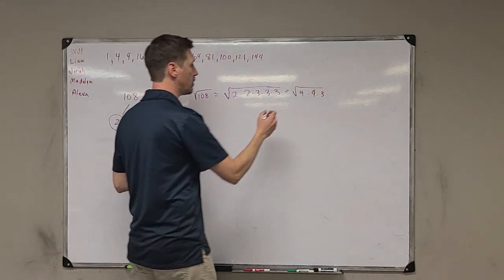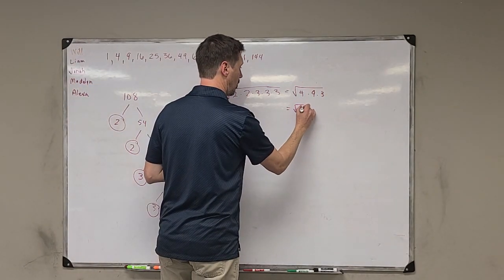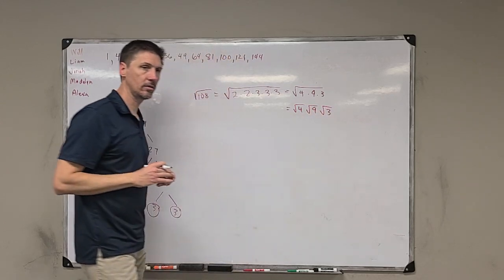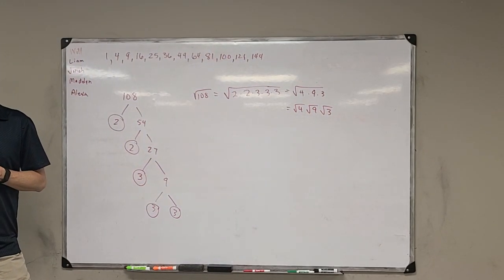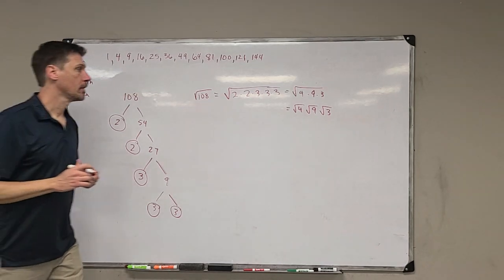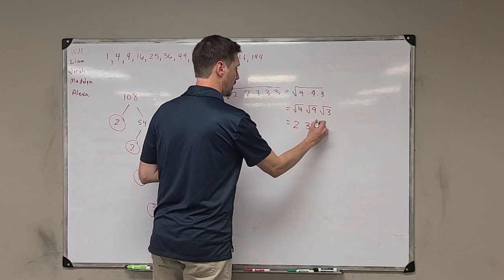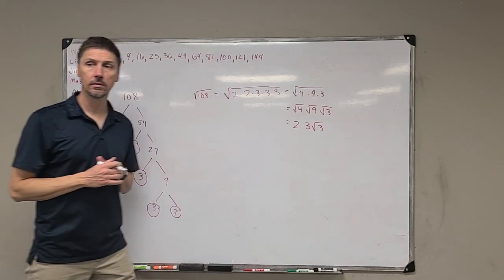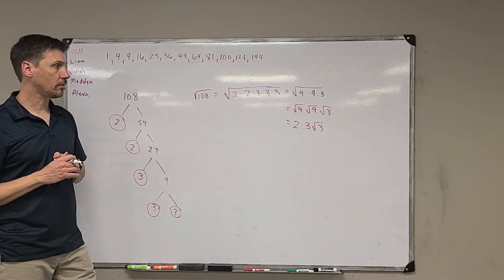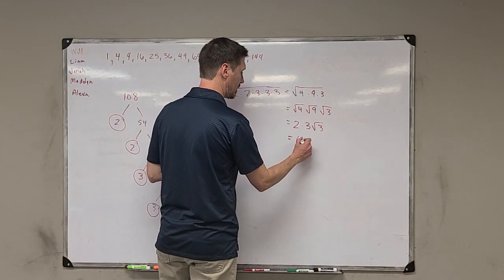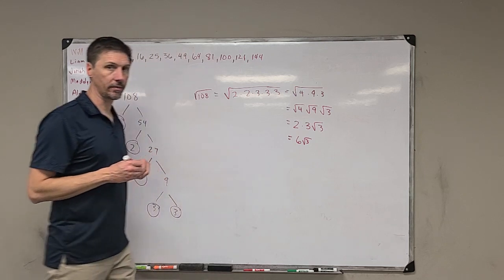So when I take the square root of 4, I can write this like this, based on our square root quadratic rule that we were just looking at. Then the square root of 4 is 2, the square root of 9 is 3, and I'm left with the square root of 3. So I took the square root of both the 4 and the 9, and then I multiply those together and I get 6 square root of 3.